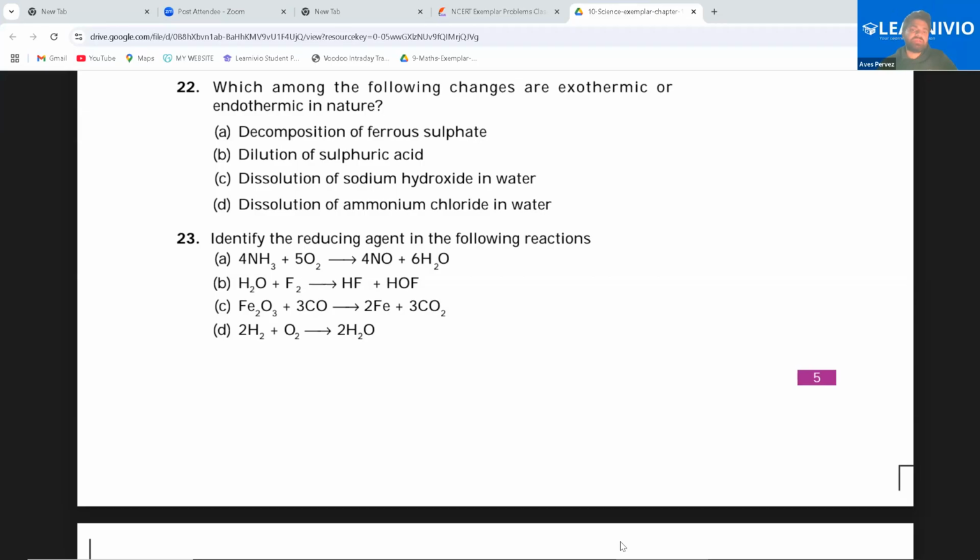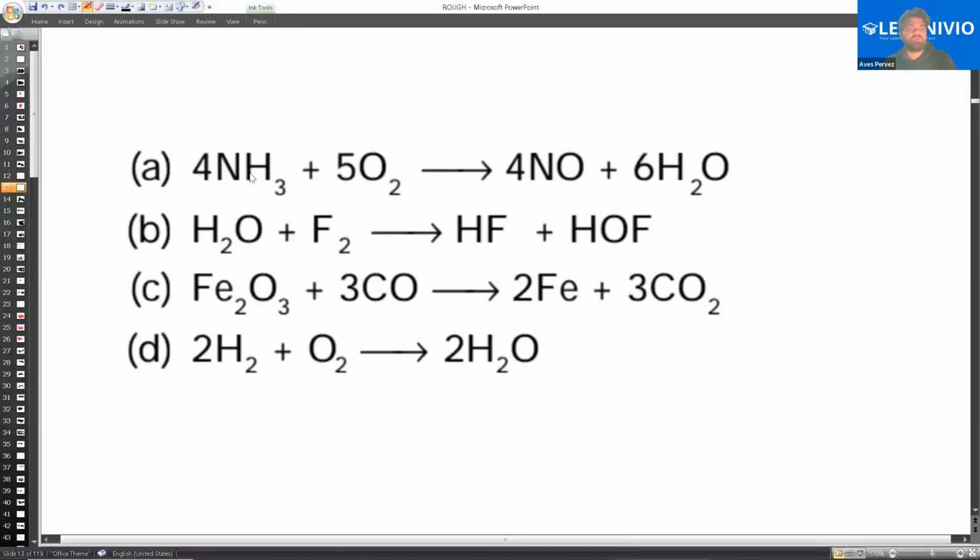So in this one, this is NH3 and this is O2. Now I'm saying NH3, so you can easily say that the reducing agent is the one which is carrying hydrogen. So this is carrying hydrogen, so this is the reducing agent. Now in this one, this is also carrying hydrogen and this is fluorine.